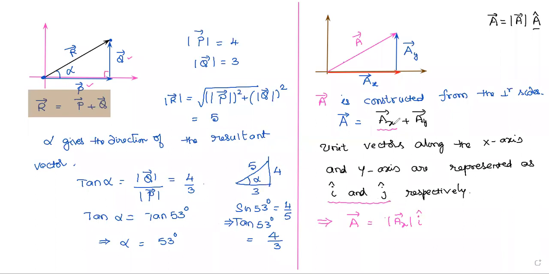And in the same way, second one, come to here. Shall I write A suffix y bar as its magnitude, that is mod of A suffix y bar, into its unit vector. I write here j cap. Again, you understood this part?